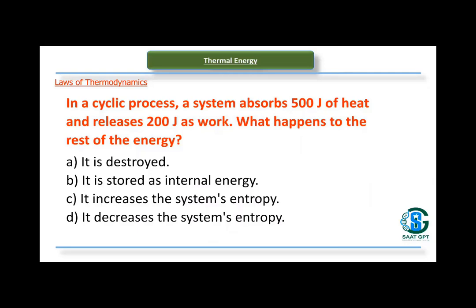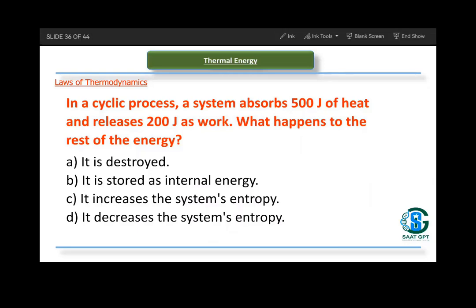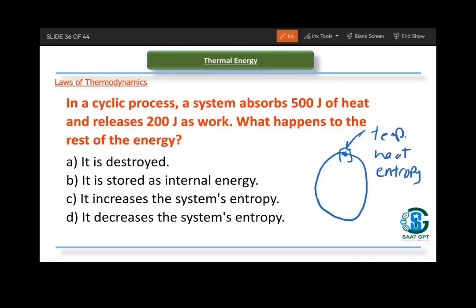In a cyclic process, let's know, guys, what is the meaning of cyclic process? A cyclic process has the same starting point and ending point. So the state of the matter at the same point is the same. It has the same temperature, the same heat, the same entropy. It returned back to the previous properties of thermal energy. So whatever the change happened during the cycle, by the end, it will reach the same properties.